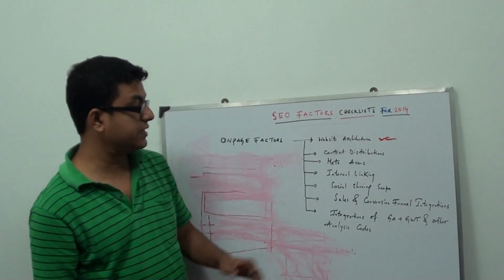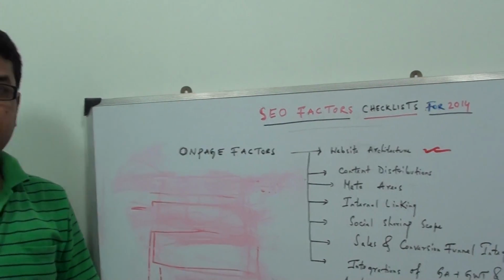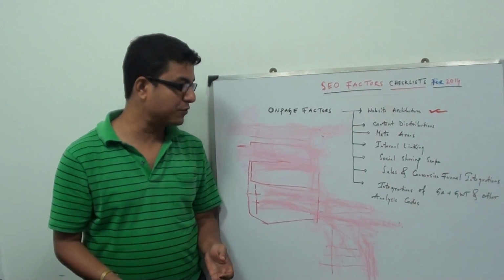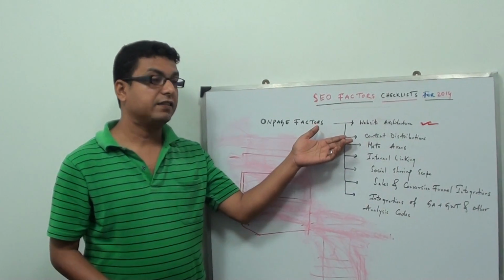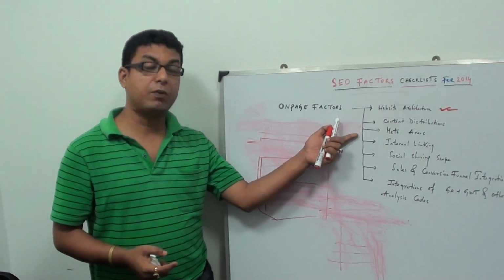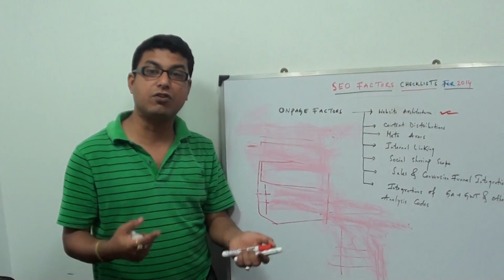Next, you should consider the meta areas. Okay, previously, 5 or 6 years ago, in fact 7 years ago, in the past, the meta areas played a great role. They had great importance for SEO ranking factors.